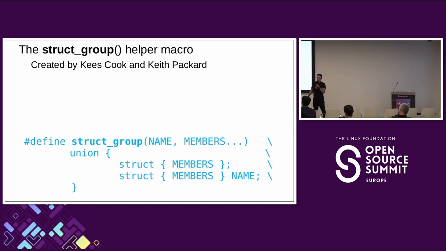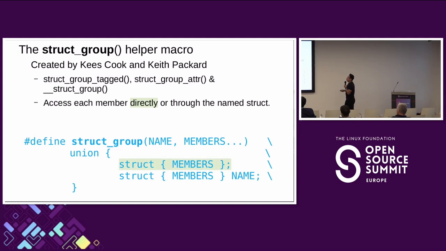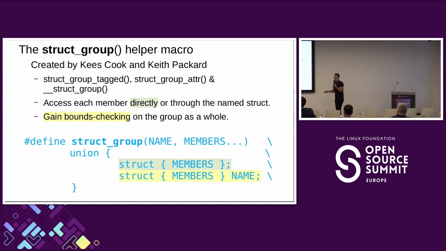Now, let's see what's the magic behind struct_group. Well, it was created by Kees Cook and Gustavo Silva. Kees Cook, if you don't know, is the leader of the project. And this is the magic of struct_group. We have a union, and within the union, we have a couple of structures. One of them is an anonymous structure, and this is actually the structure that is going to allow us to access each member directly, right? And we have a named structure, and both structures are going to share the same memory layout, right? And with this named structure, now we gain bounds checking for the whole group of members. So yeah, it is very versatile.